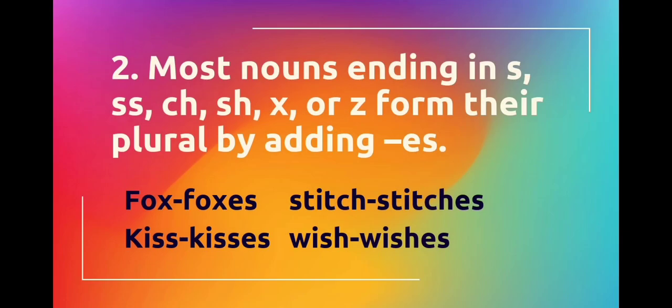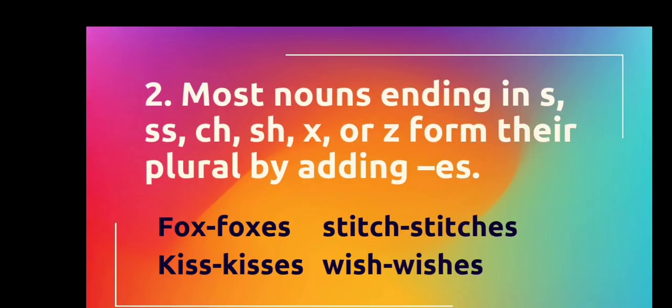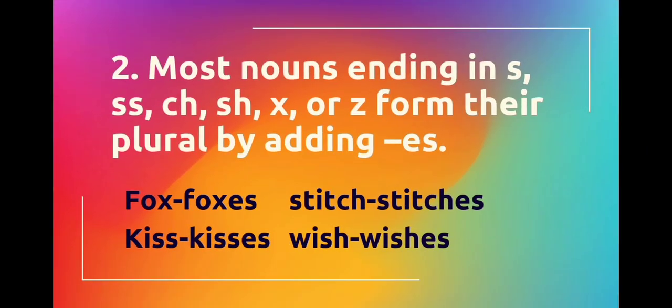Next one, number 2. Most nouns ending in s, double s, ch, sh, x, or z form their plural by adding es. Just like what I have given a while ago as an example, the fox, foxes, stitch, stitches. Stitch ends with letter C and H, so you add es. And then kiss, double S, it becomes kisses. And then wish becomes wishes. So this one is easy.